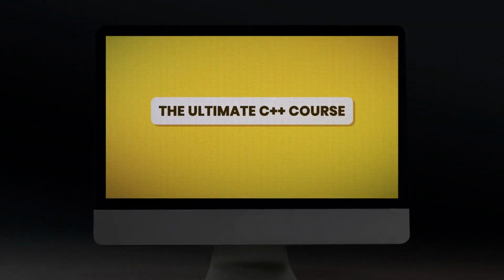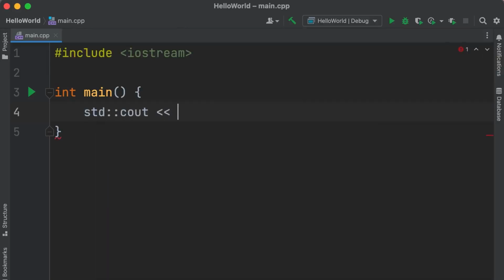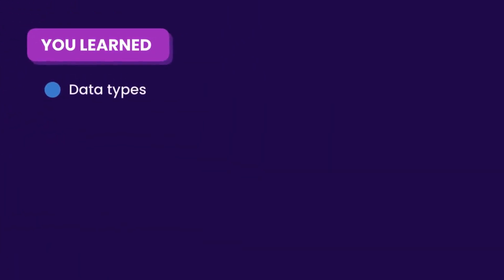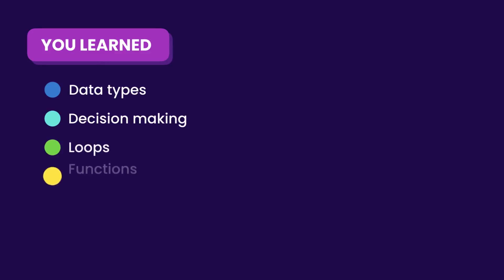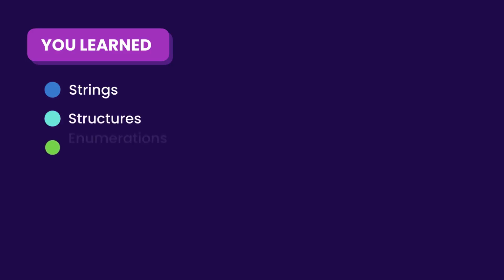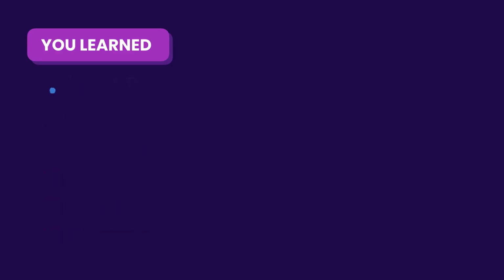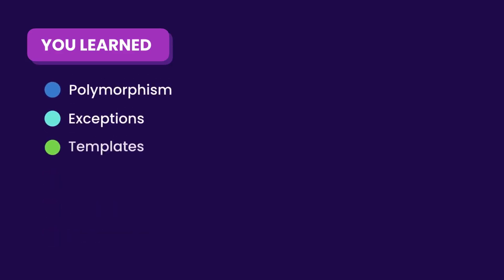All right, we have reached the end of this series. First of all, I want to congratulate you on finishing this course, especially if you started from part 1 and finished all these 3 parts. So we started this series with a Hello World example, and then over these 3 parts, you learned all about data types, decision making, loops, functions, arrays, pointers, strings, structures, enumerations, streams, classes, inheritance, polymorphism, exceptions, and templates.